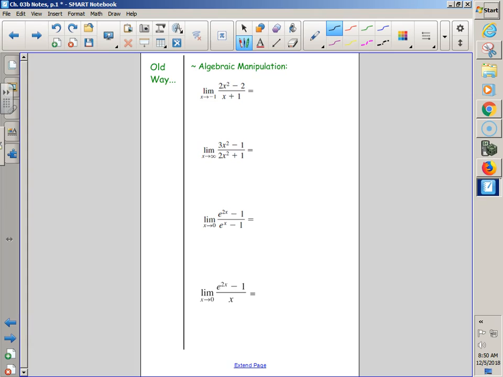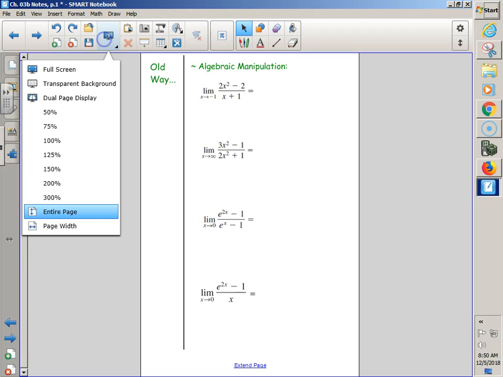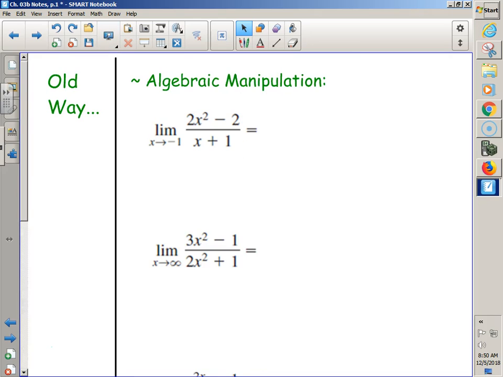What are you able to do coming into this section the old way? Plug, yeah, and if you do plug it in, you end up with 2 minus 2 is 0, and negative 1 plus 1 is 0. And how would we keep going?